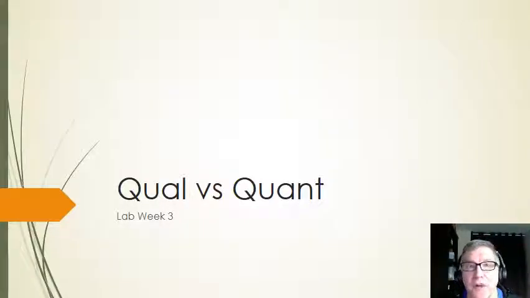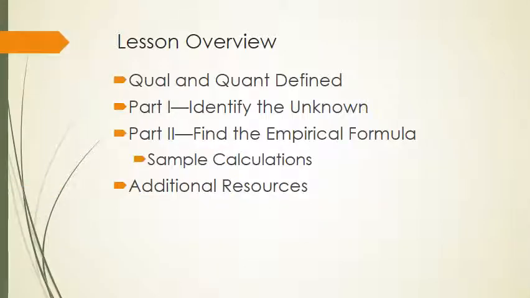In this lesson, we're going to talk about your week 3 experiment, qualitative and quantitative analysis. We will define the terms qual and quant, talk about part 1 of the experiment where you identify an unknown substance, then part 2 where you find the empirical formula and work some sample calculations. Finally, we'll go over some additional resources you have to help you do the lab this week.